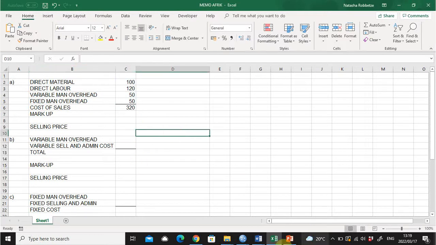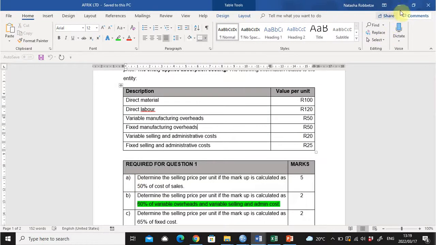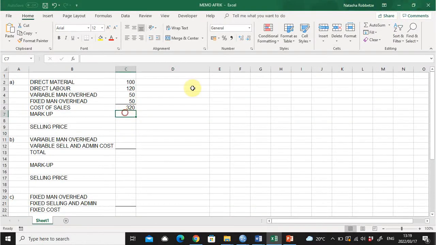Gonna add all of this together to get to the cost of sales per unit. And then in the question, they ask us to use a markup of 50%. So the markup will be the 320 times 50%. And the total selling price is then the 320 plus 160.